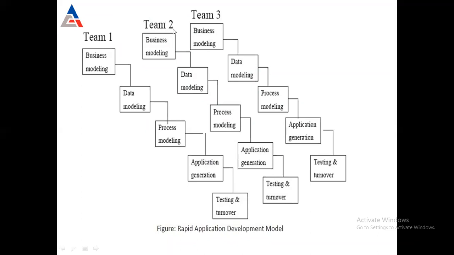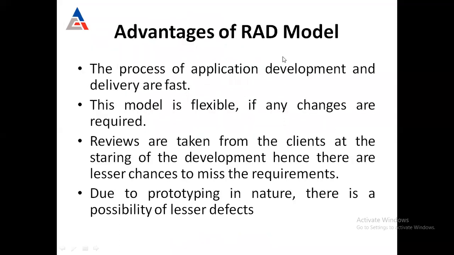And three teams are being used over here because three modules are being developed parallelly. It means three teams are required because one team cannot do the work parallelly. So to do the work parallelly, we require three teams because three modules are being used over here in the development of the rapid application development model. So we mentioned over here three teams and all teams performing the same function for development of the module. Fine. And what are the advantages?